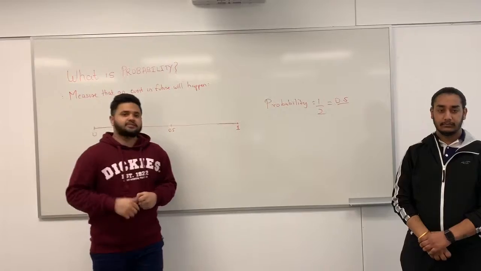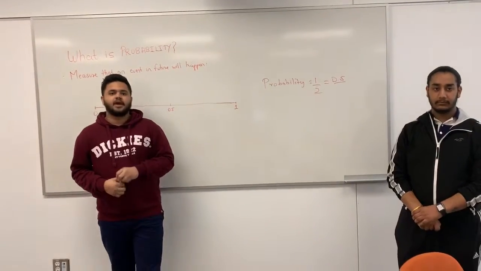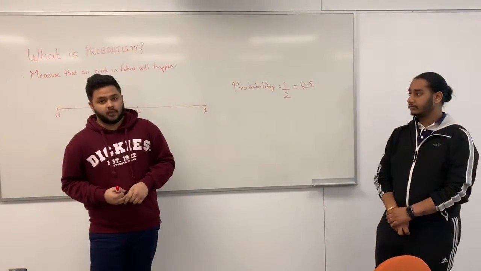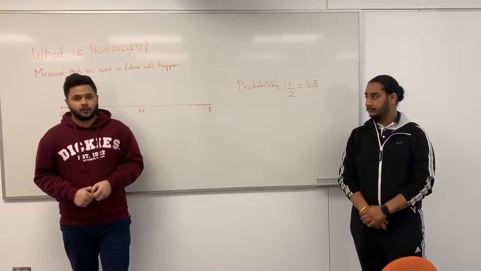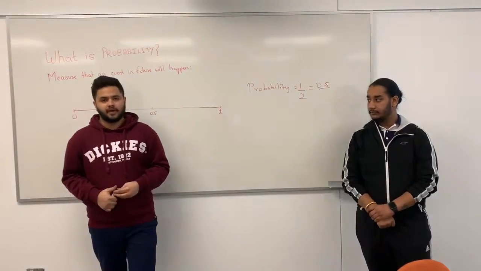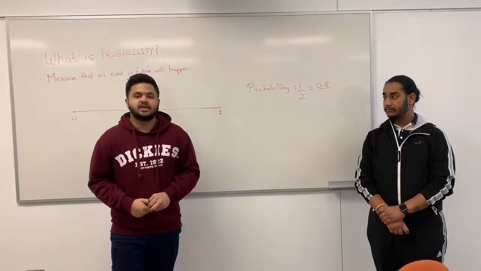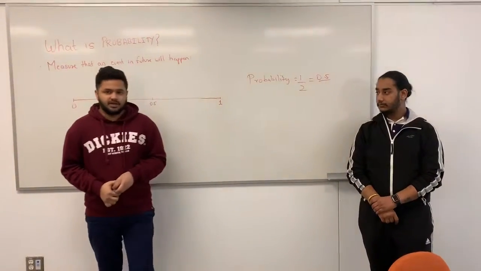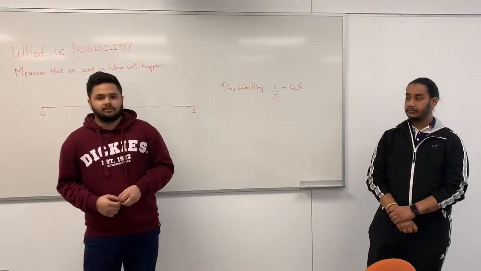There are three terms associated with probability: experiment, outcomes, and events. We have three types of probabilities: one is classical probability, the second is empirical probability, and the third is subjective probability. Now Japneet will let you know what classical probability is.